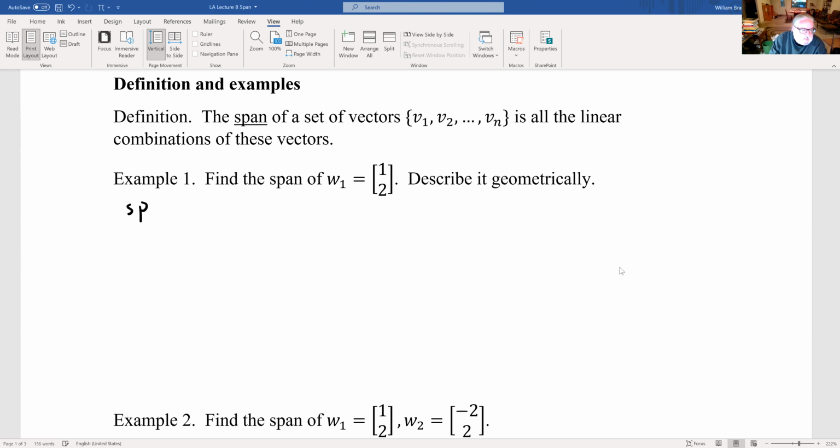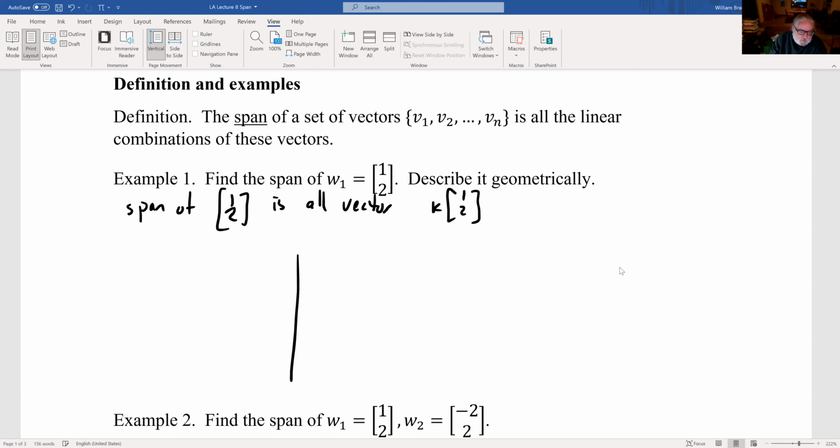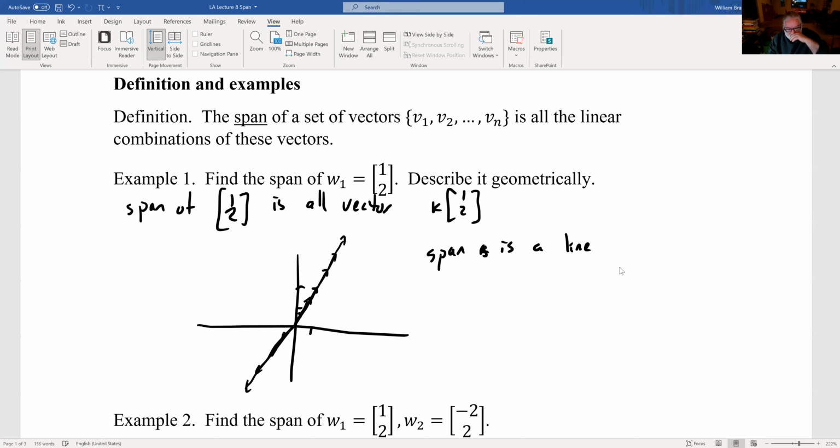So the span of 1, 2 is all vectors of the form some constant times 1, 2. There's our vector. What are all constant times 1, 2? Well, if I multiply by positive constants, I get vectors stretched out like that. If I multiply by positive constants less than 1, I get vectors in here. If I multiply by negative constants, I get vectors out here. So the span is a line, right, through the origin.